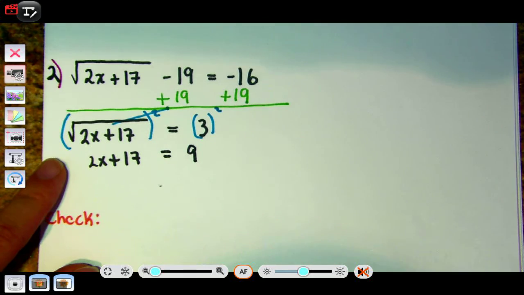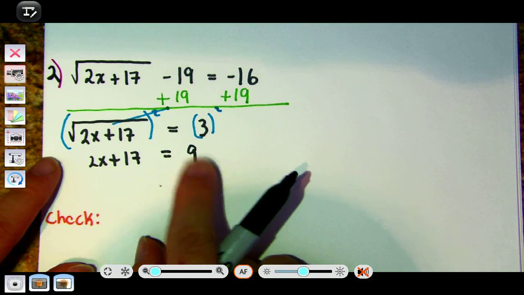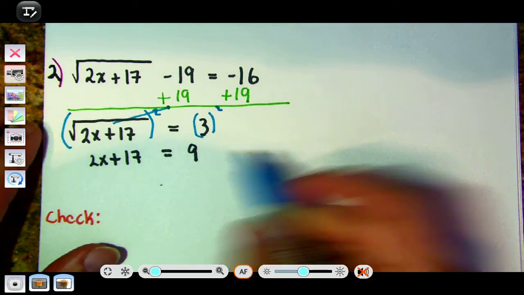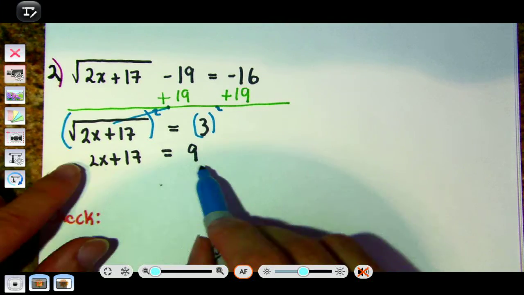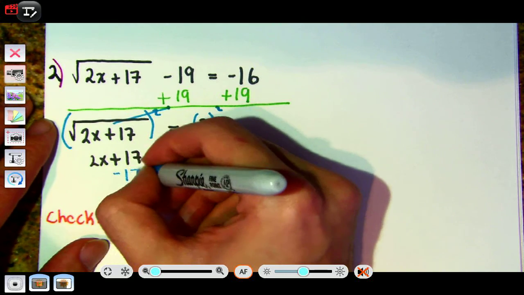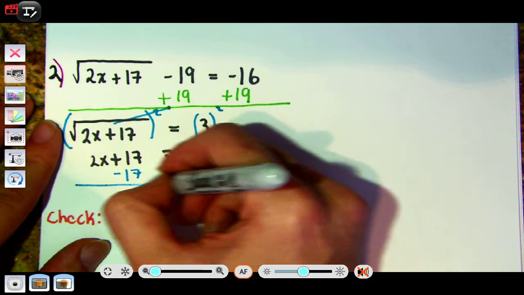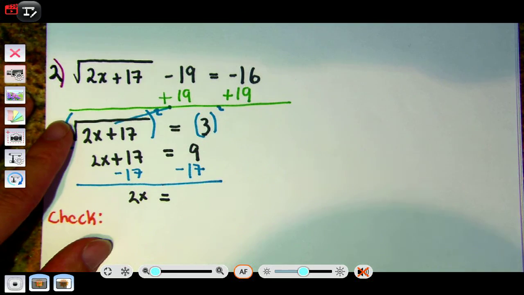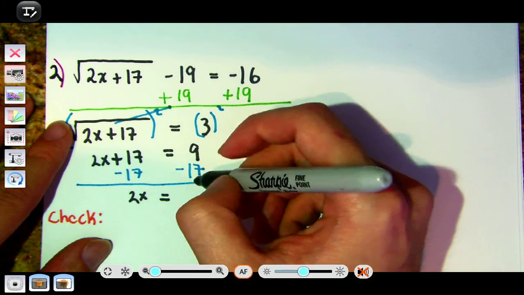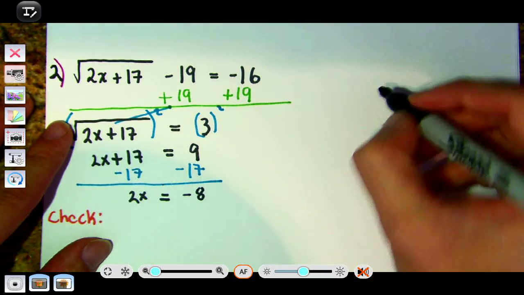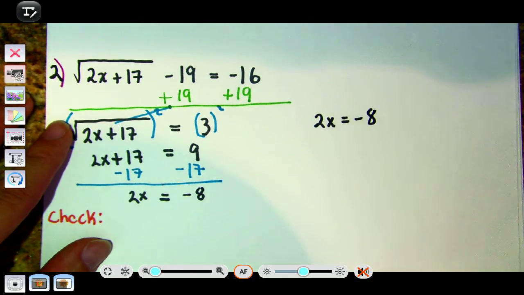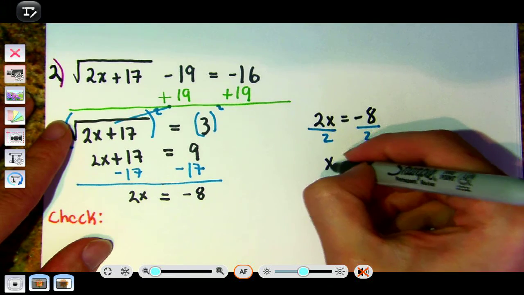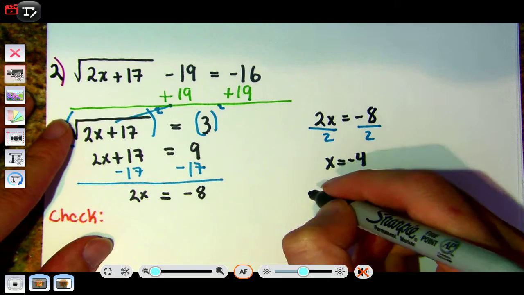And then once we get to here, this should be not too bad to solve, right? You got this. How would you continue forward? Pause the video. If you didn't get to this point and you got to this point here, how would you solve it? Minus 17, minus 17. So then we get 2x is equal to 9 minus 17, which is negative 8. So then if I get 2x equals negative 8, divide by 2, x equals negative 4. That's it.